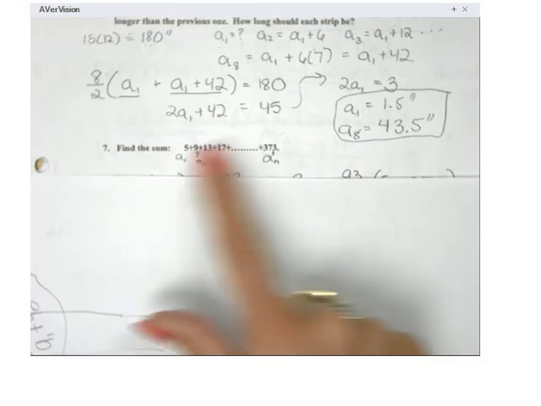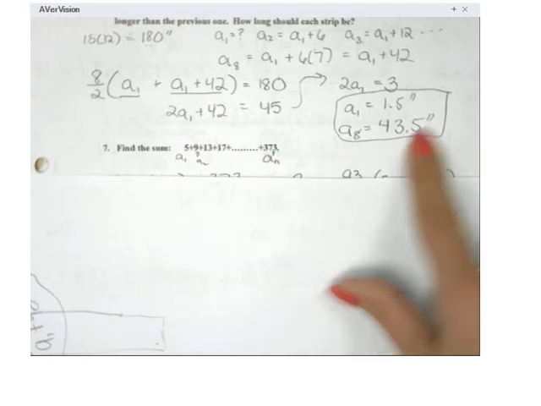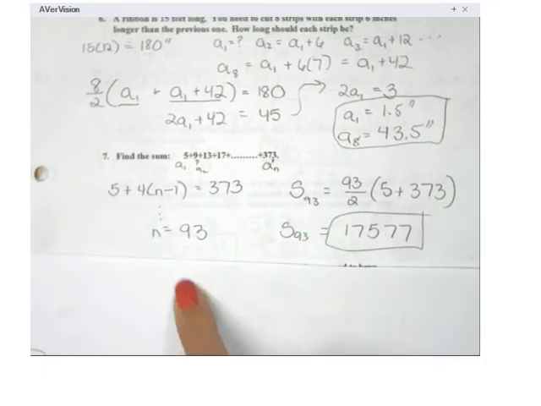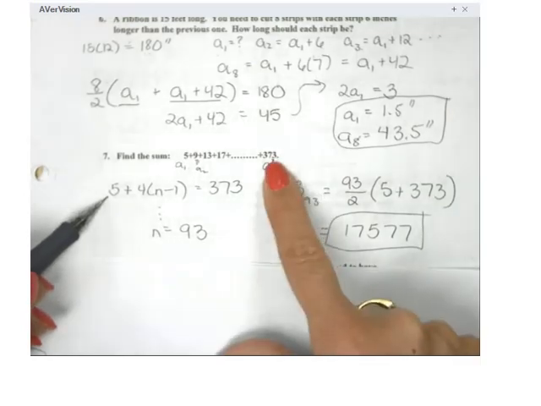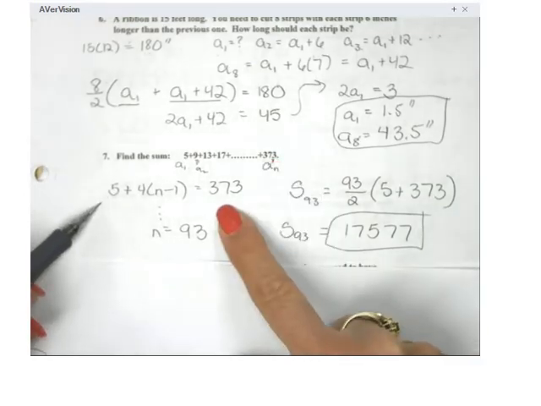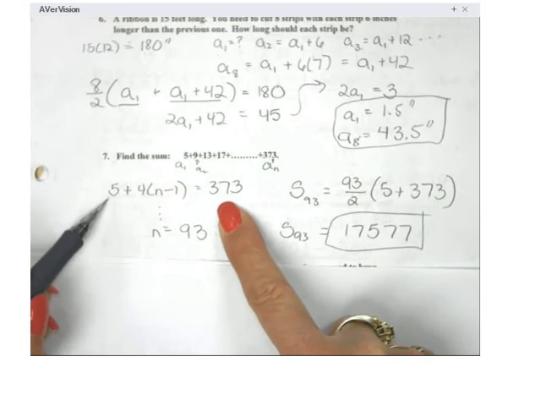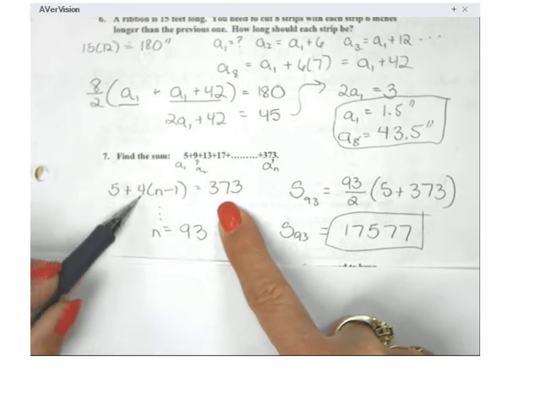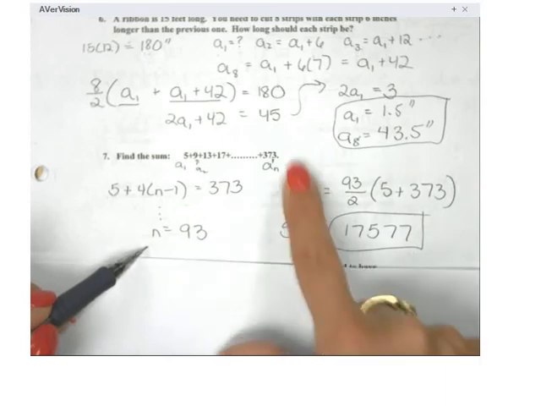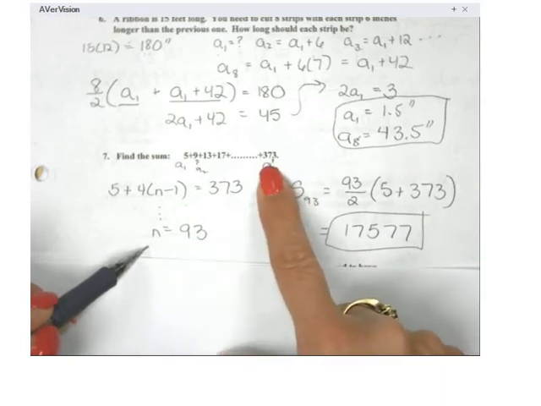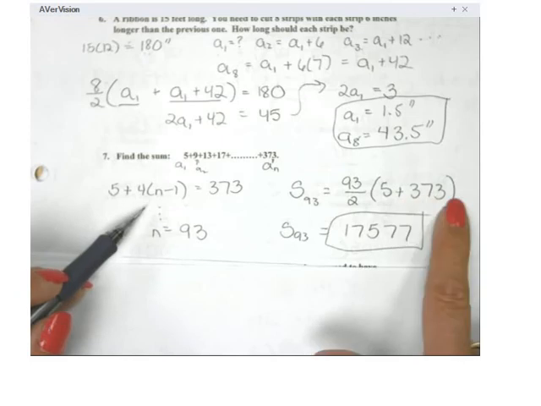I know first plus last times n over 2, and in this case, I actually have to figure out what position this is. So 373 you get by taking 5 and adding on 4 n minus 1 times. I did the algebra and found out that this is really the 93rd term. So now I can do first plus last times n over 2.